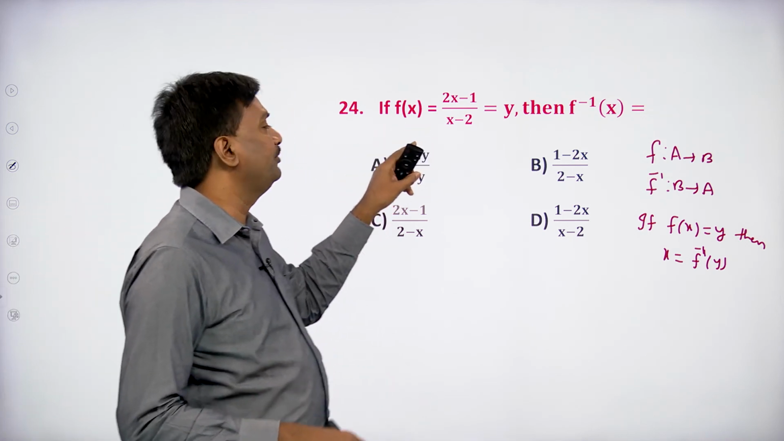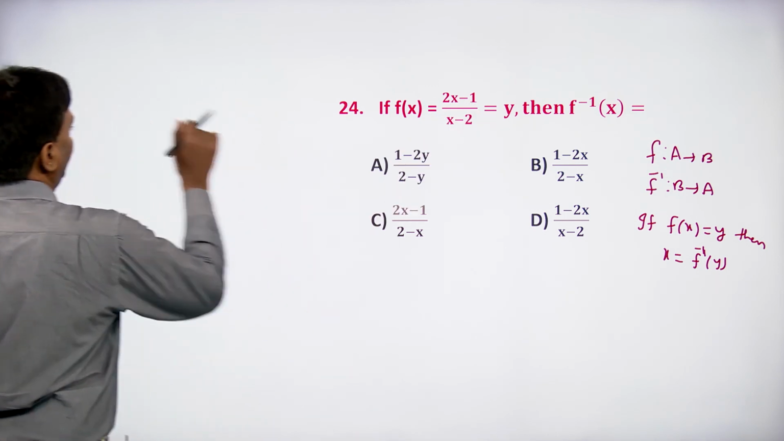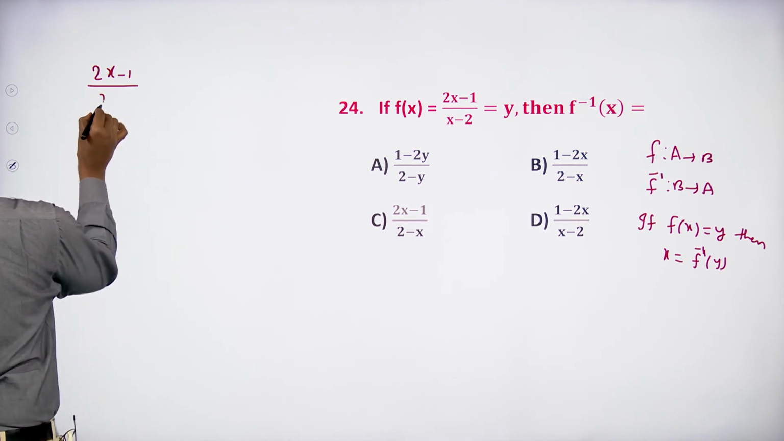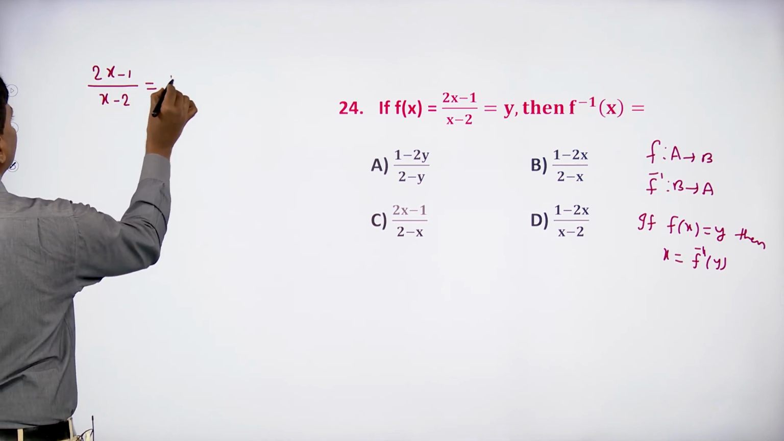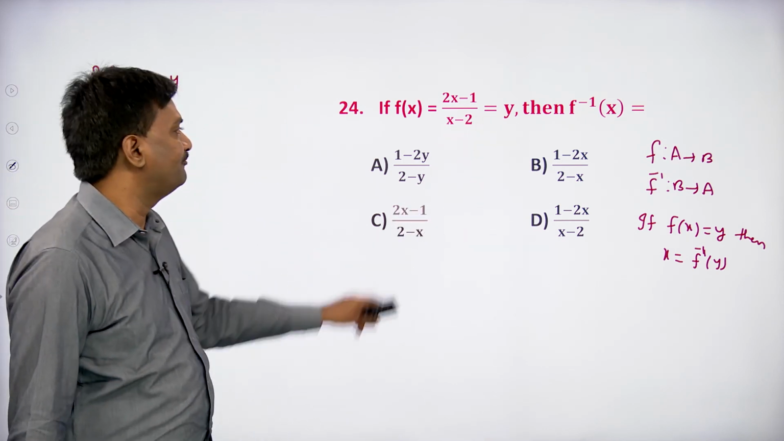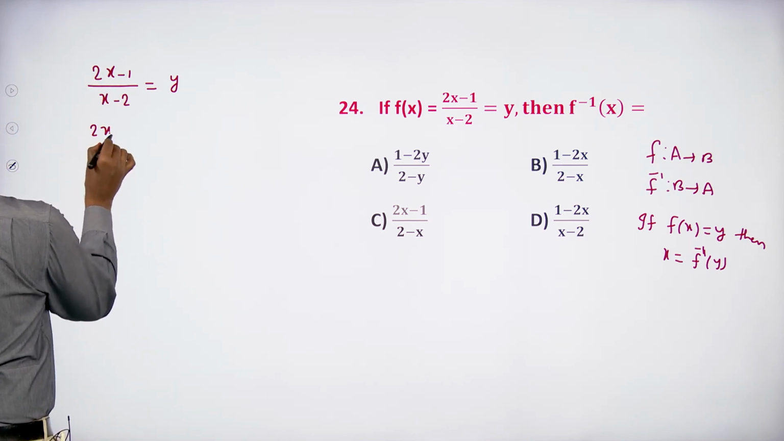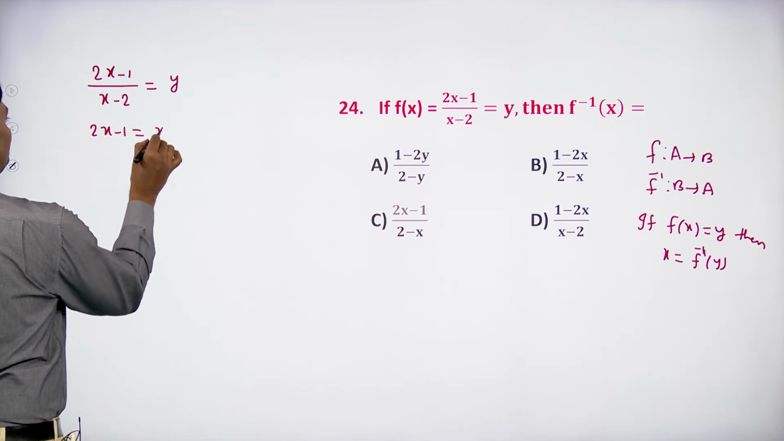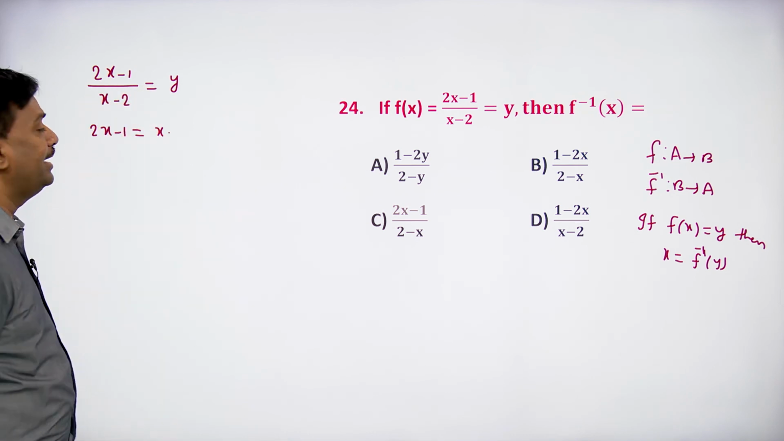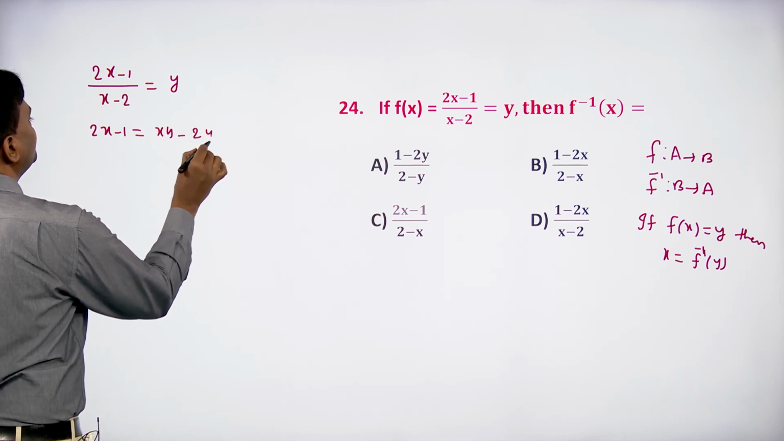According to the problem, we have f of x equals (2x minus 1) by (x minus 2) equals y, where y is nothing but f of x. Here by cross multiplying, you will get 2x minus 1 equals y into (x minus 2), that is, xy minus 2y.